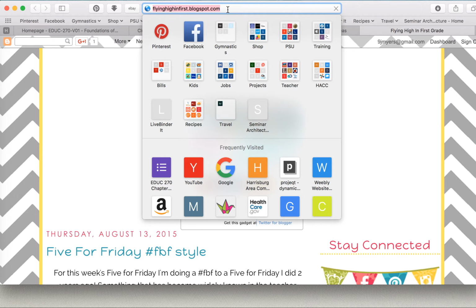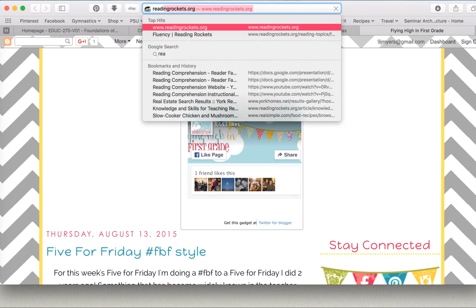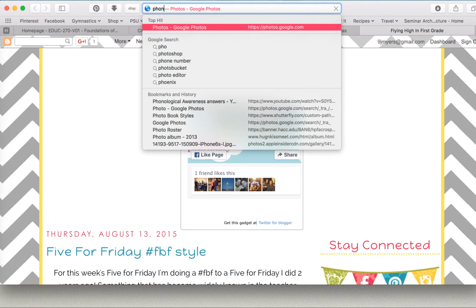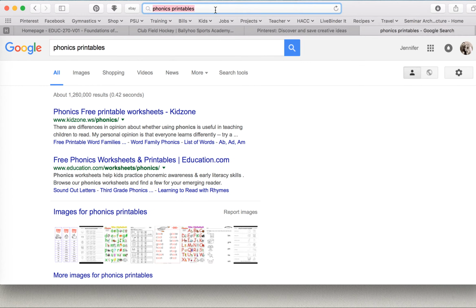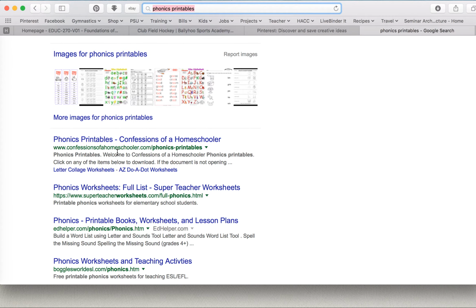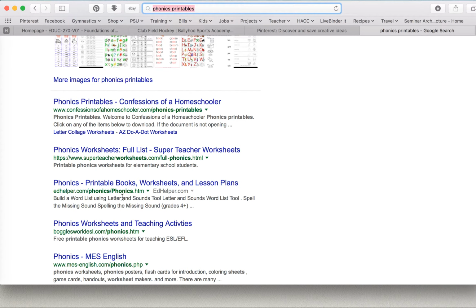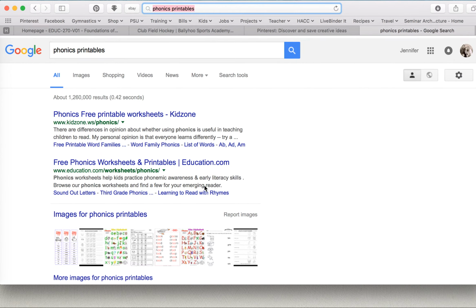Also, when you're searching for a reproducible, you might say reading, let's just do phonics printables. Okay, and here we have websites that will give you phonics principles and printables. Just kind of information if you didn't know, there's a lot of homeschool parents out there that were once teachers that have fantastic websites with free reproducibles. So type in printable, type in reproducible, type in ideas, and you'll get something for that second category that we're looking for.